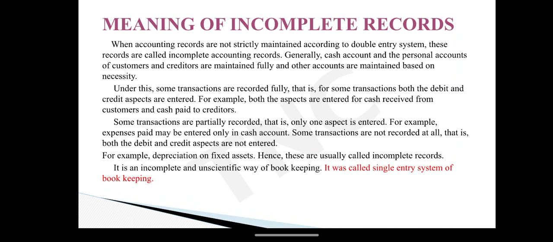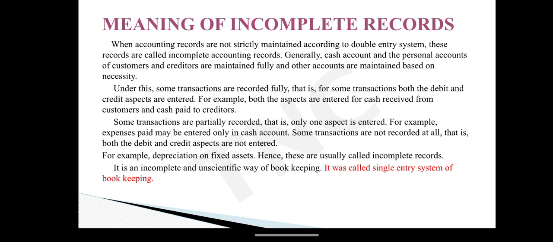That is, for some transactions both the debit and credit aspects are entered. For example, both the aspects are entered for cash received from customers and cash paid to creditors. Some transactions are partially recorded. That is, only one aspect is entered. For example, expenses paid may be entered only in the cash account.